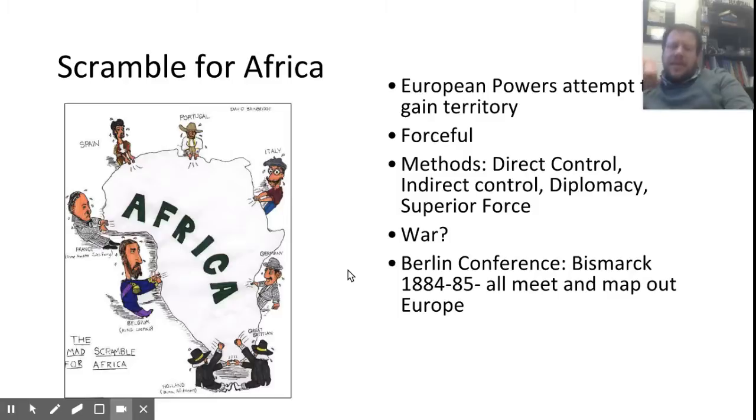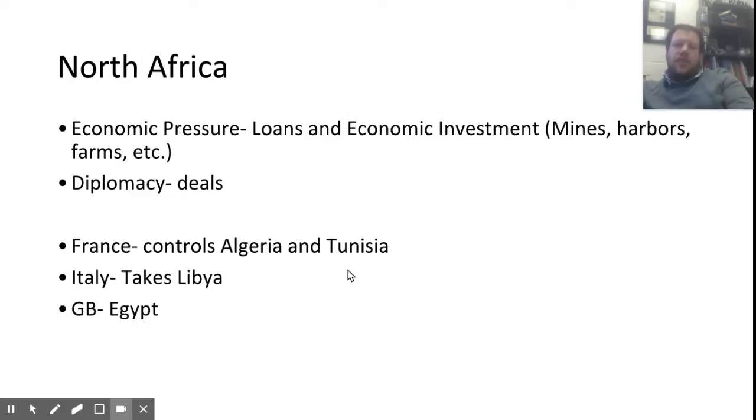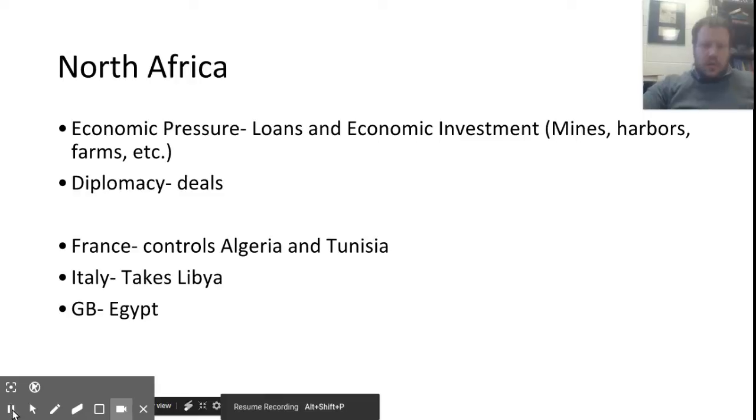They sit down. They basically carve out all of the pieces of Africa that each country is going to have. And so they carve out a little piece of Africa so they could have them. So now you start seeing different chunks of Africa have different rulers.